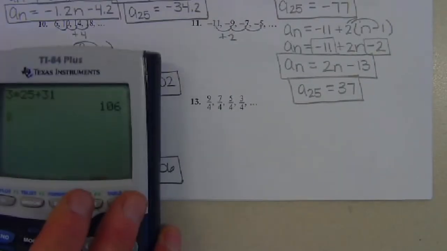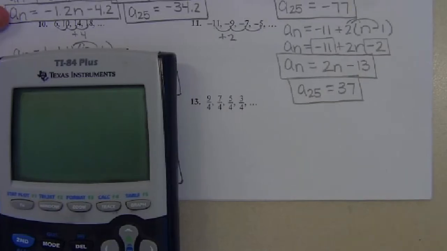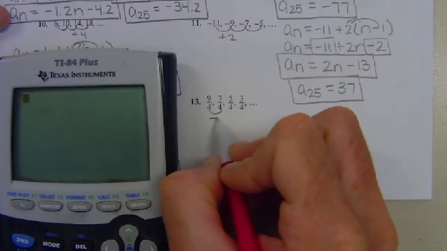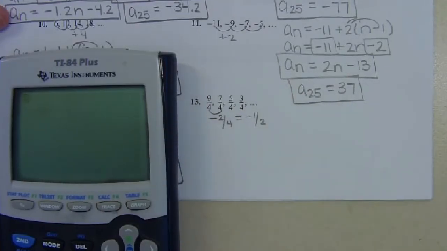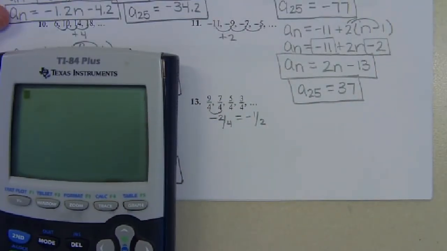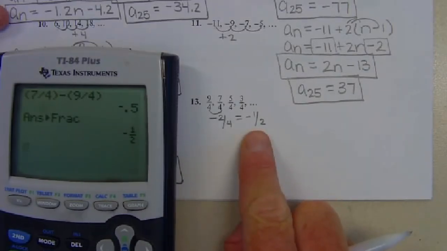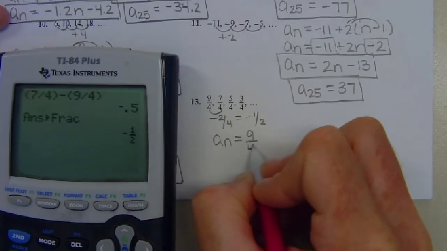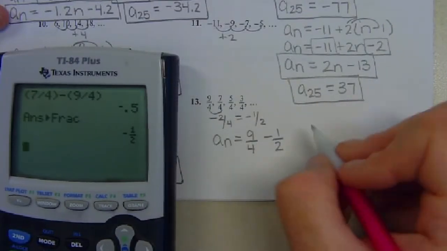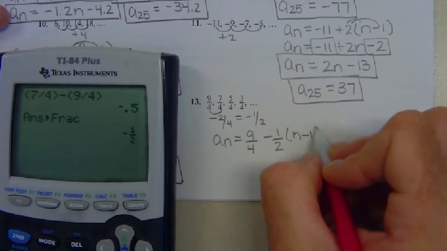The last example is going to be this one. Some of you are like, I can see right away that I am subtracting 2/4, which really is the same as subtracting 1/2. If you can't see that, here's what you do. You take your second term, put it in parentheses, minus your first term, put it in parentheses, and then convert that to a fraction, and you have your common difference. So in this case, a sub n equals my first term, which is 9/4, plus or minus my difference, so minus 1/2 times n minus 1.